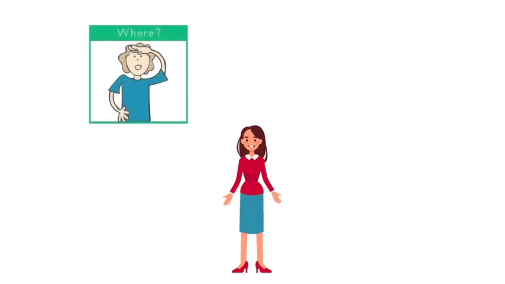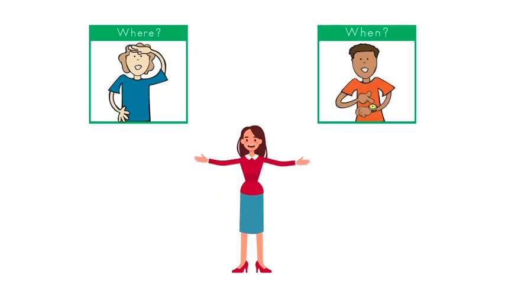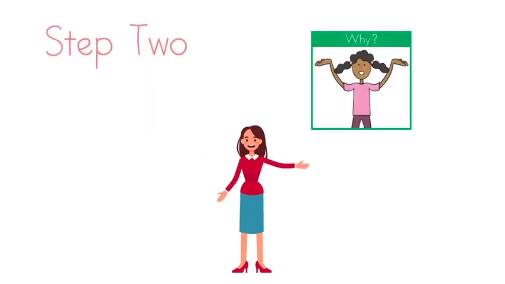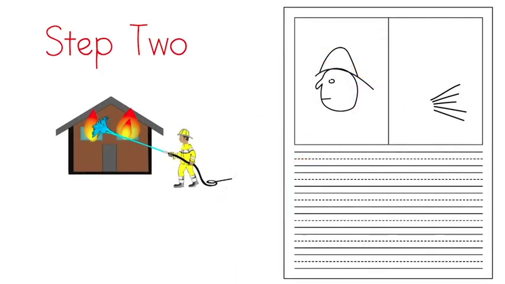Step 2. Add more information to the sentence. First, we will ask the where and when questions. After that, we will ask the why question. The why question will give the reason why something happened in our idea. First, let's ask the where question about our idea. Where did the firefighter spray water? From his hose. From his hose tells where the firefighter sprayed water.